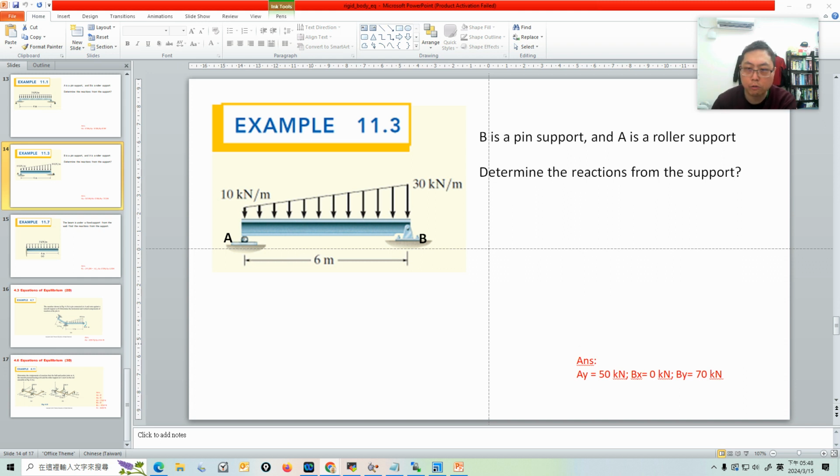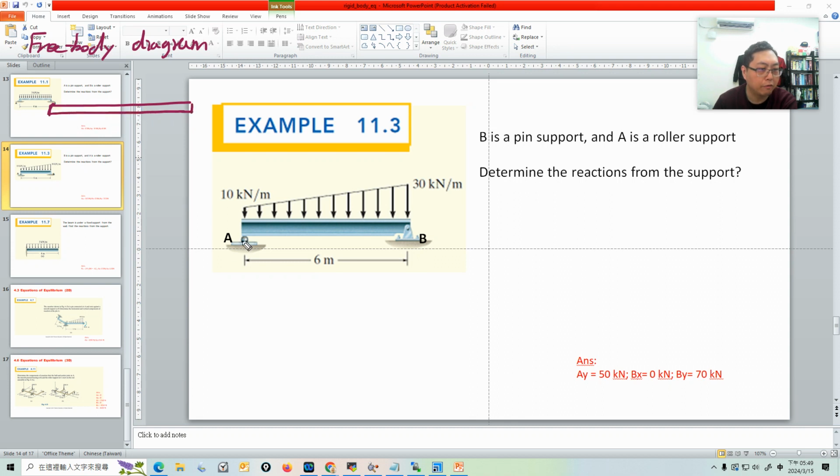First of all, we just draw a free body diagram of this problem. Free body diagram means it's free from the surroundings. There's a pin here, so I just treat the pin as a very thin rectangle.